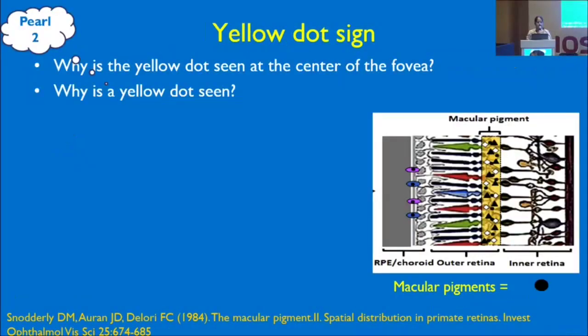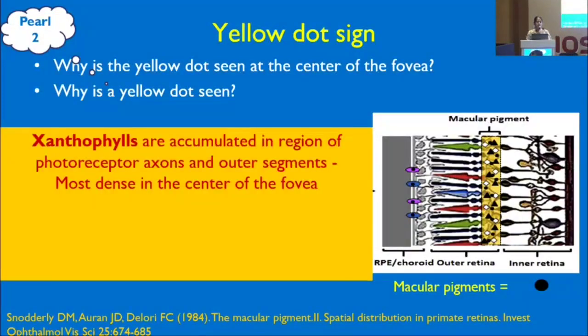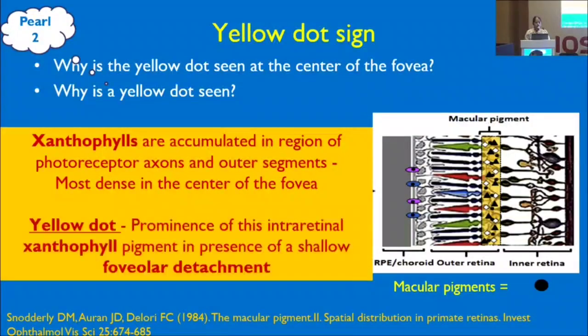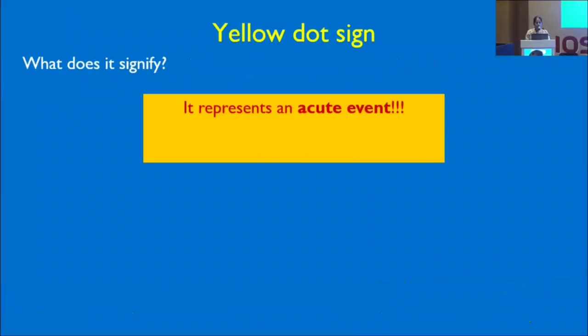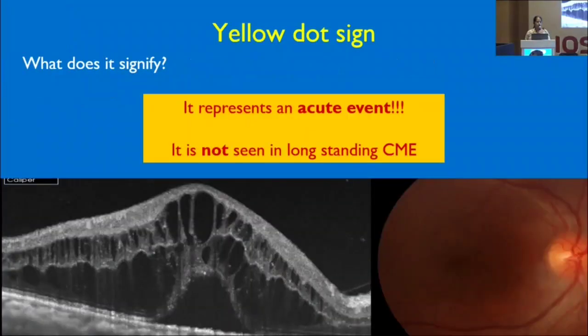Now we classically see a yellow dot at the fovea. Why is it seen, and why exactly at the center of the fovea? There are xanthophylls accumulated in the region of the photoreceptor axons and outer segments, which are most dense in the center of the fovea. Whenever there is a prominent neurosensory detachment, it leads the xanthophylls to come a little forward and leads to the yellow dot. So it represents an acute event. You will never see that in a chronic case of cystoid macular edema. Whenever there is a neurosensory detachment, there will be a yellow dot with the CME.